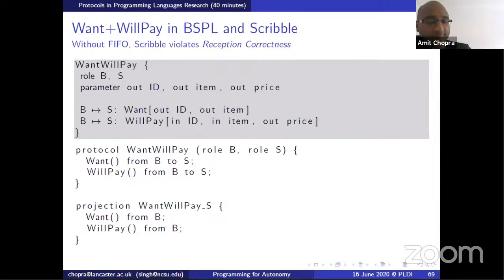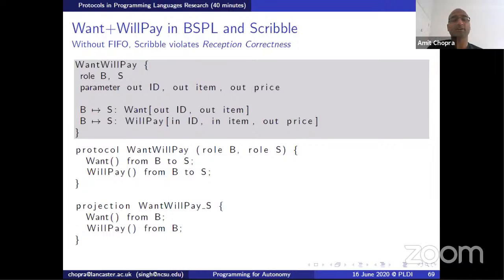Whereas if you encode the same protocol in Scribble, the encoding is shown below the BSPL encoding. The want will pay protocol has two roles, buyer and seller. There's a want message from buyer to seller, followed by a will pay message from buyer to seller. Now, if you look at the projection of the seller in Scribble, it will look like this: the seller expects a want from buyer, and then it expects a will pay from buyer. It expects want first and will pay second. The way Scribble guarantees that the seller will see the messages in this order is by assuming FIFO ordering. Because if it didn't assume FIFO, then it could very well be that will pay arrives first, and then this projection is not compatible with such an ordering. So Scribble makes things work by assuming FIFO.